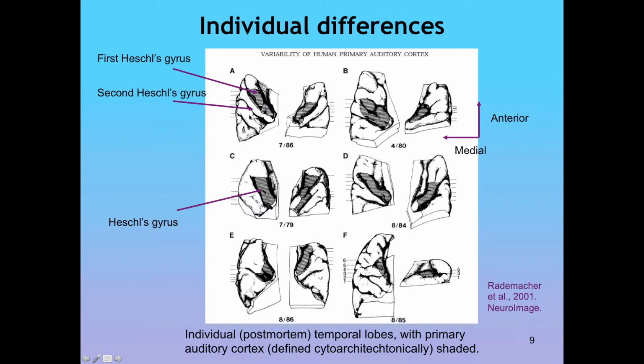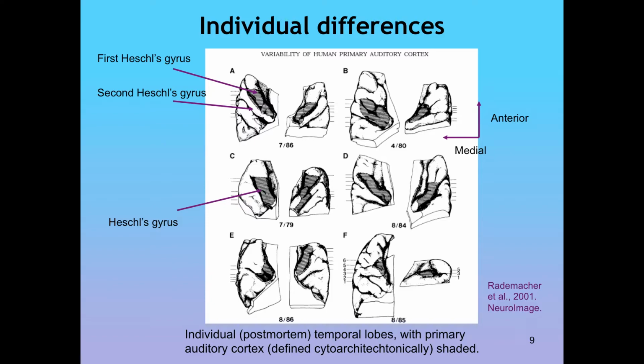And fun fact, you may not know this, and you may have this yourself, but not everyone has just one Heschl's gyrus within a hemisphere. You can actually have 1.5 or 2 within a hemisphere. And it's fairly common, actually. So if you ever get your brain scanned, you can see if you're one of those cool people that has multiple Heschl's gyri in one hemisphere.